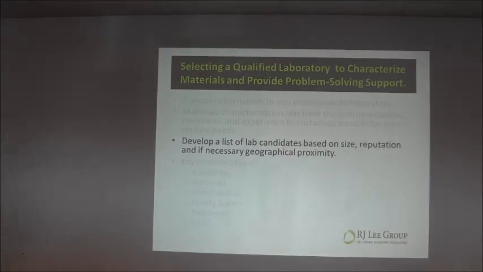Okay, so the first thing you might want to do is develop a list of lab candidates based on size, reputation, necessary geographical proximity. Now, geographical proximity might be important, and it might not. I mean, obviously we can take a scale in a jar and send it across the country to any lab in the U.S. in a day. But what if your problem is, and George is going to talk about this a little bit, Stephanie, what if your problem is bacteria? Okay, that are time sensitive, you've got to get it to a lab because the bugs are going to die. And you can get a completely different result.